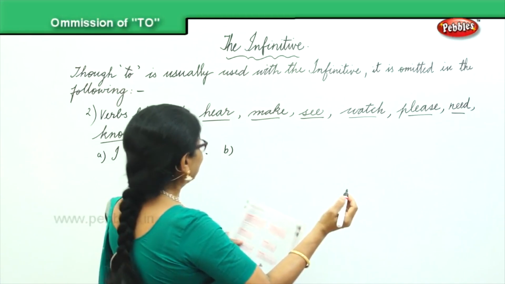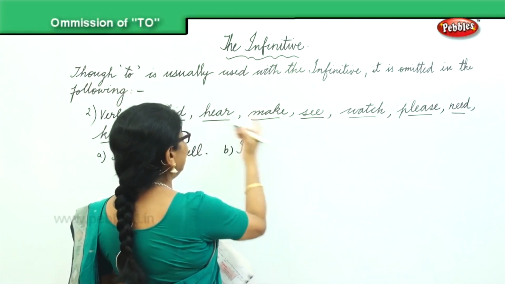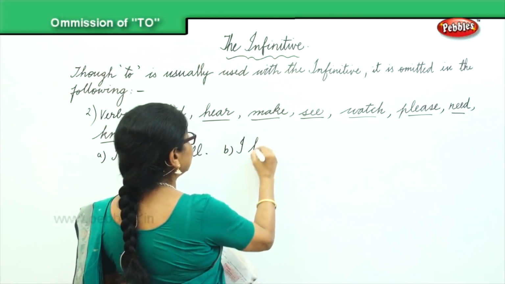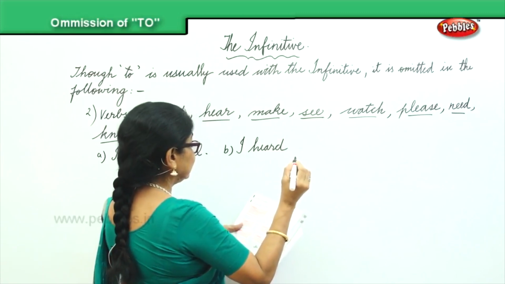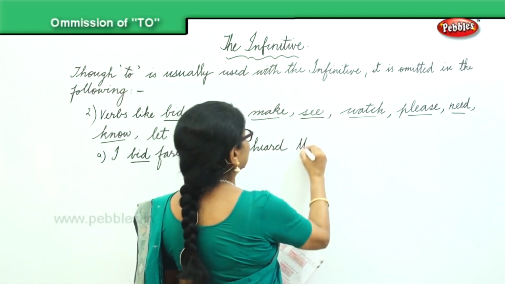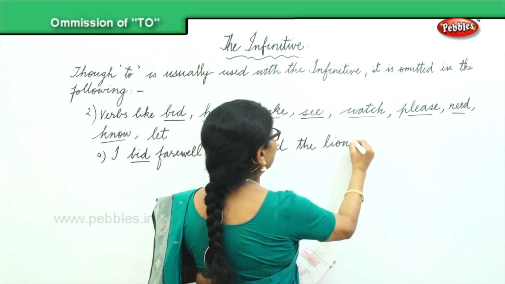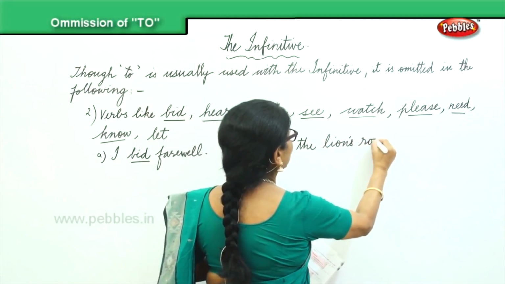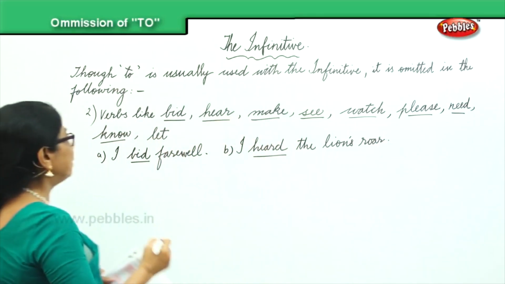Okay? Then you can also say, I heard. I heard the children play. You can also say heard. I heard the children play. Oh, I heard the lion roar. I heard the lions roar. Okay? Heard, hear. Next, make.